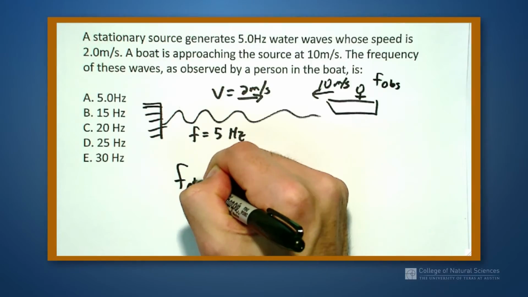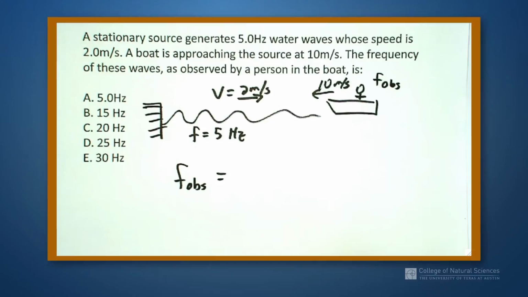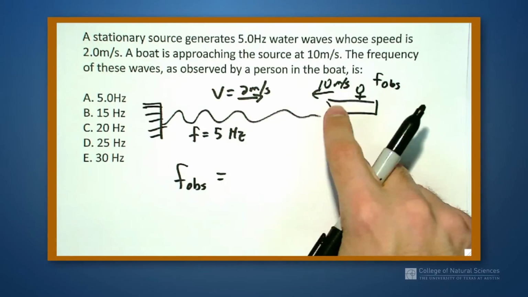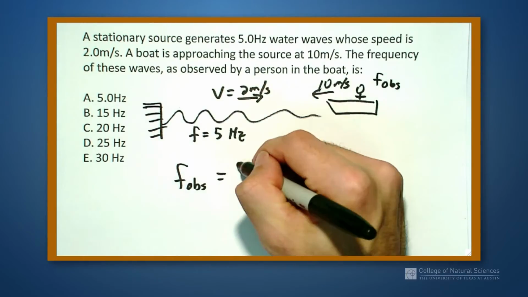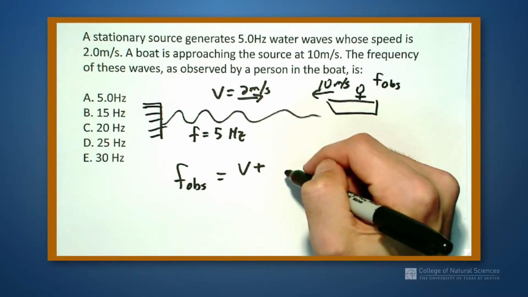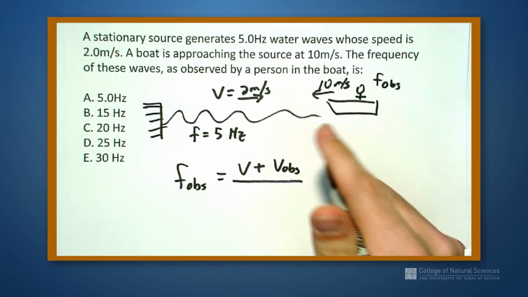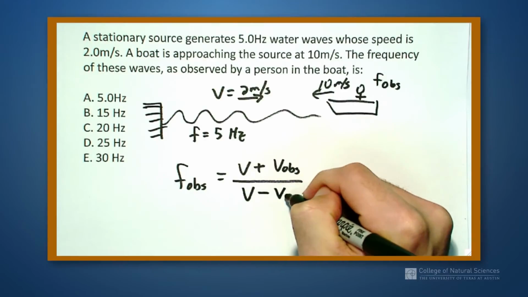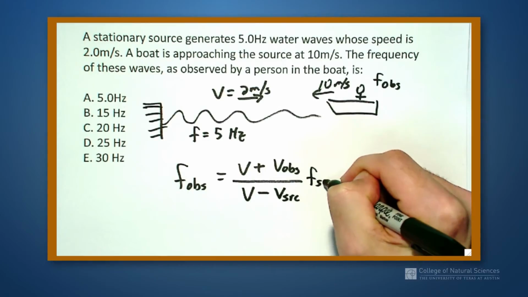Well, this is really a Doppler effect problem, because I'm going to hit these waves. They're going to hit me at 2 meters per second if I'm stationary, but if I'm moving towards them, I'm going to hit them faster. So that's going to be the velocity of my wave plus the velocity of my observer, the person in the boat, divided by the velocity of the wave minus the velocity of the source, times the frequency of the source.